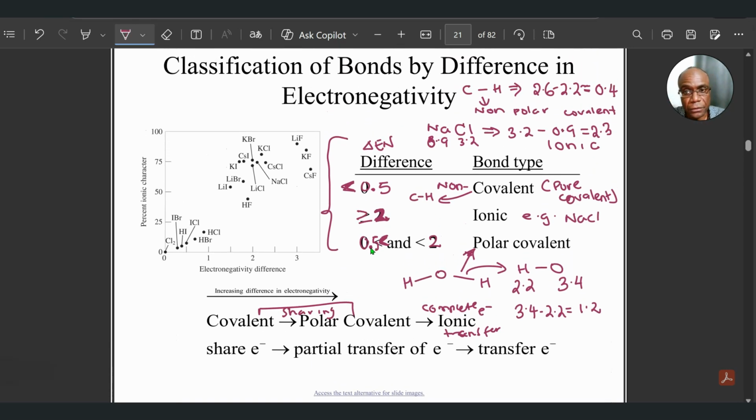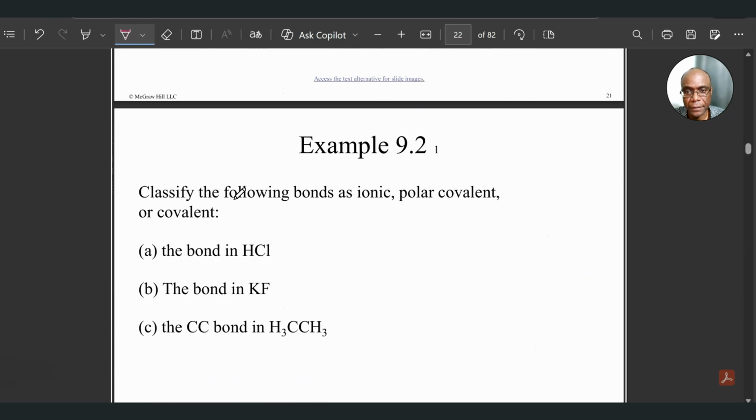This is just showing you percent ionic character. You see these down here, they are covalent. With very little electronegativity difference, they're going to be covalent. But those that have a high electronegativity difference tend to be ionic, because we are going this way, and this will have high ionic character. That's what this small graph is showing.